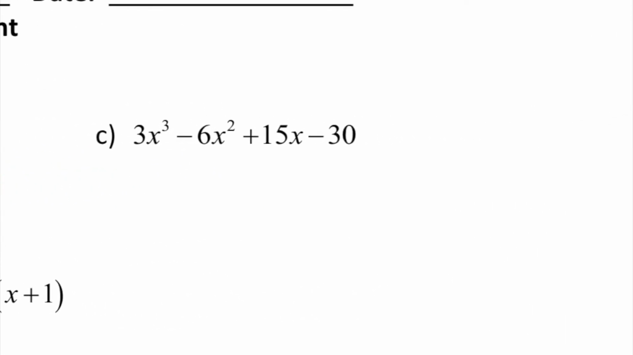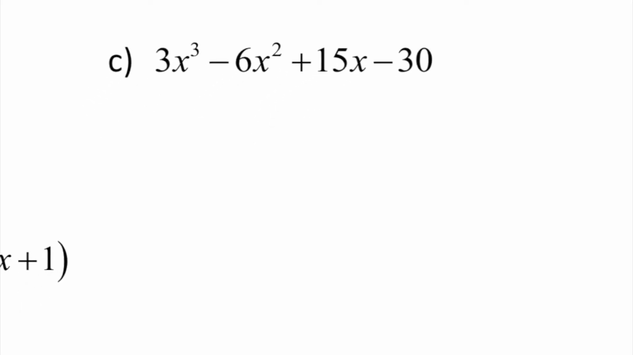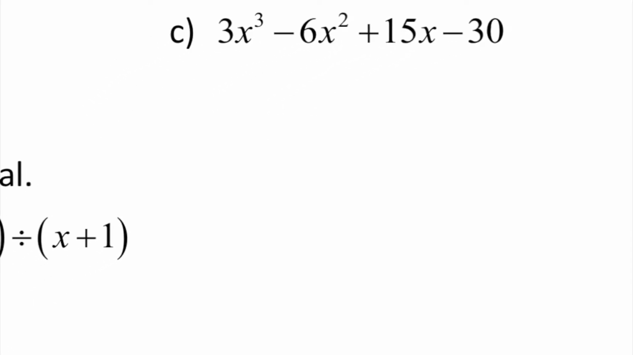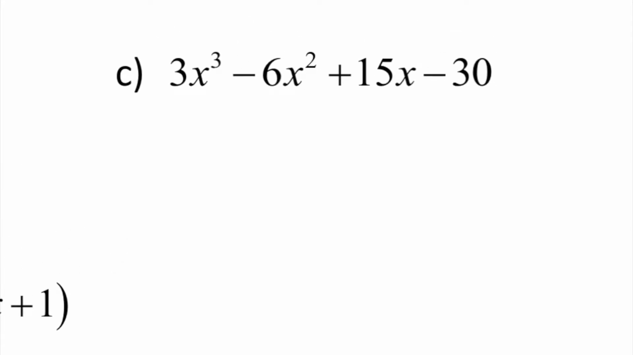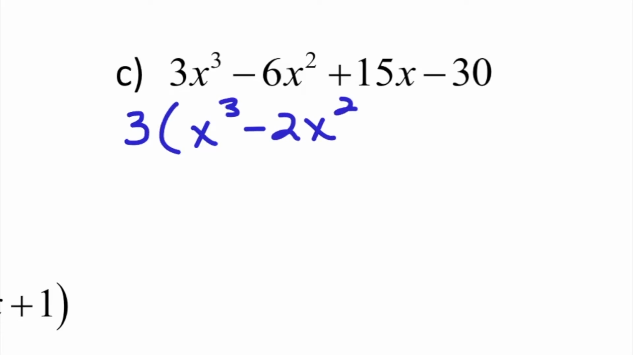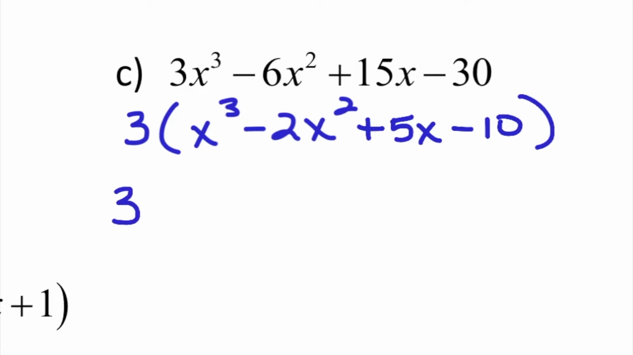And then in letter C, when you see 4 terms, you know that you're going to do grouping. But I also see that I've got a GCF. And I think I have space to work this out right here. So I'm going to take out the 3 that is the GCF right off the bat. That leaves me with x cubed minus 2x squared plus 5x and minus 10. And then remember that you have to keep that 3.